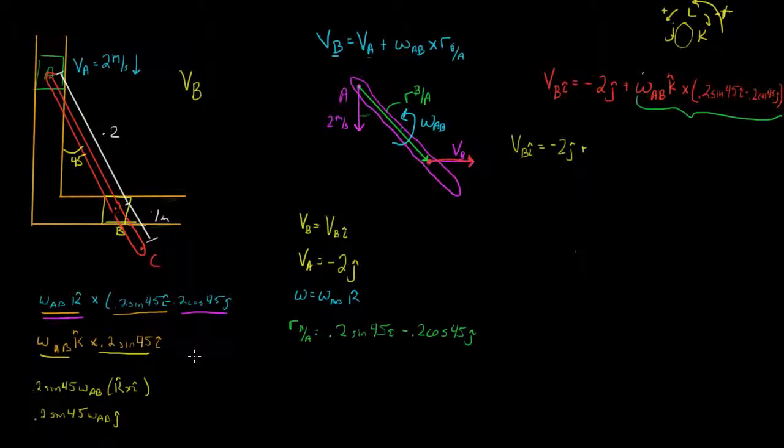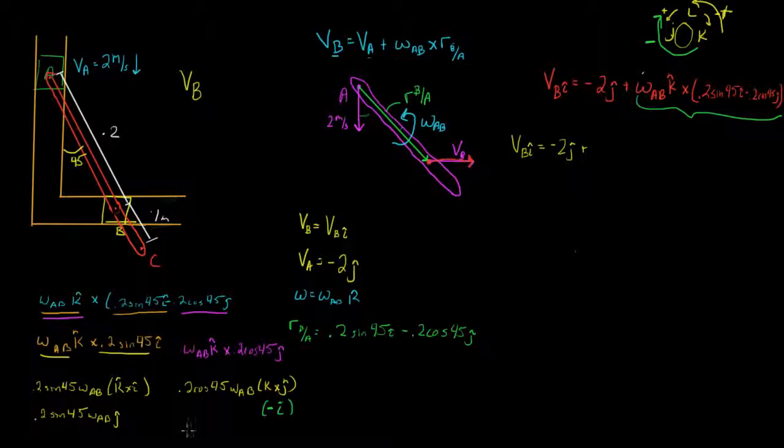So we're going to have an omega AB with a k crossed a 0.2 times the cosine of 45 j. And again, we're going to take our scalars out in front, so we get 0.2 times the cosine of 45 omega AB with a k cross a j. Now a k cross a j, if we look at our circle, k cross j is going this way. So to get from k to j, we have to go clockwise, and this is going to mean it's a negative. So it's going to be a negative i right here.